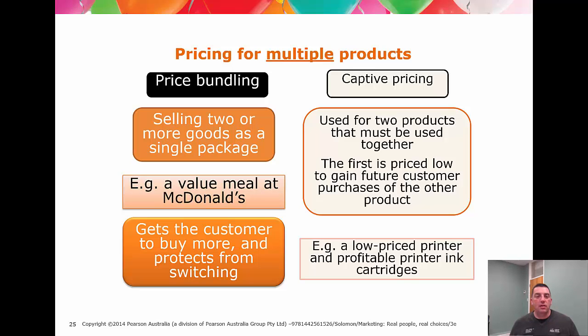Pricing for multiple products. We can have price bundling, which is very popular here in Australia again. So with Foxtel, for example, or McDonald's, where they bundle several products together and we pay one price for all those products bundled in together. We talked about before about captive pricing, but price bundling is a very popular marketing strategy here in Australia. In fact, it's an area of some ethical concern with some products such as petrol discounting and tying in petrol discounts to your purchases at nearby grocery outlets.